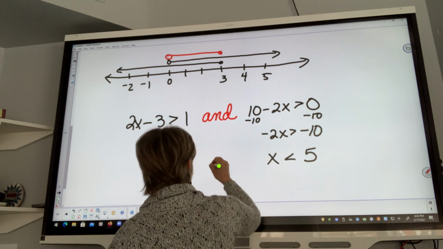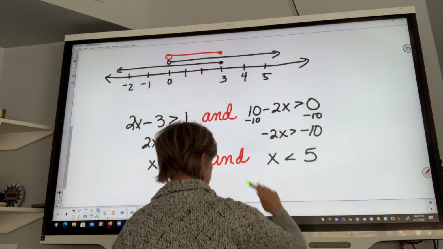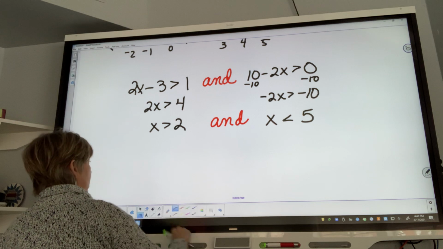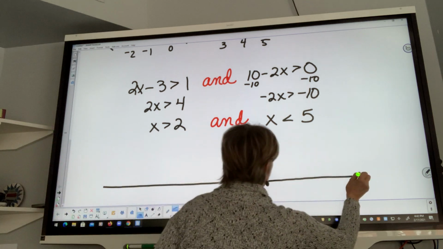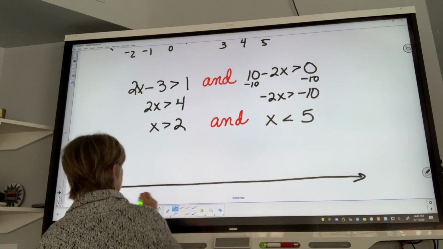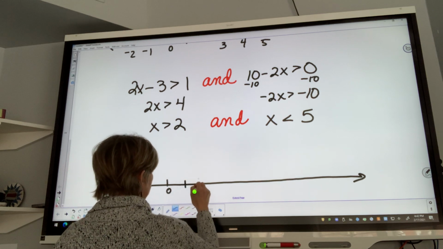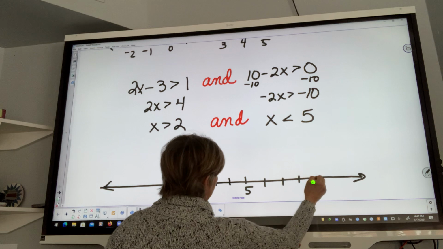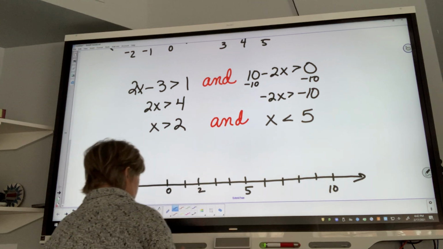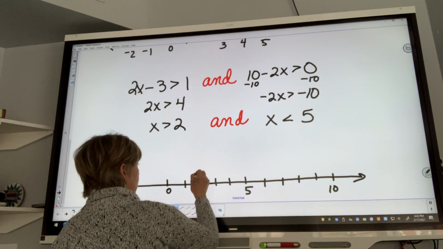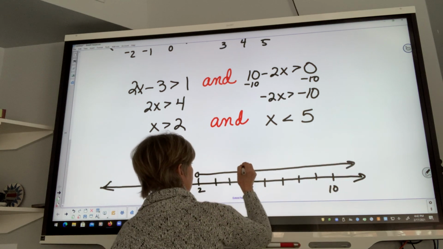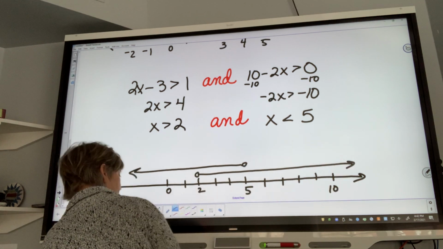Now remember now here though, this is a connector by the word and. So I'm going to draw my number line. 0, 1, 2, 3, 4, 5, 6, 7, 8, 9, 10. Here we go. So this set is everything greater than 2. This one is everything less than 5.